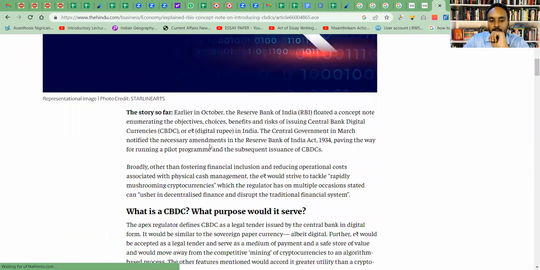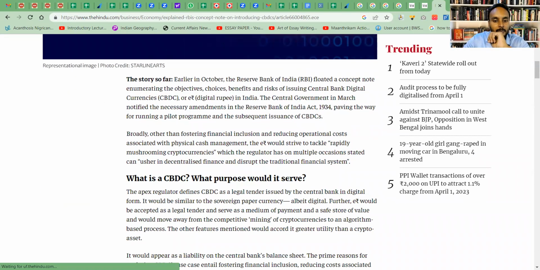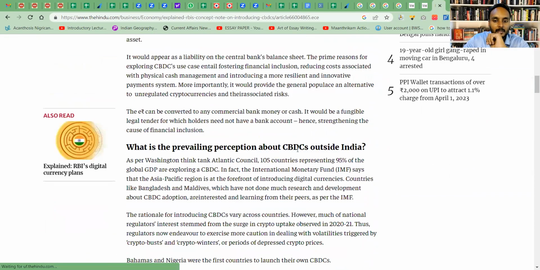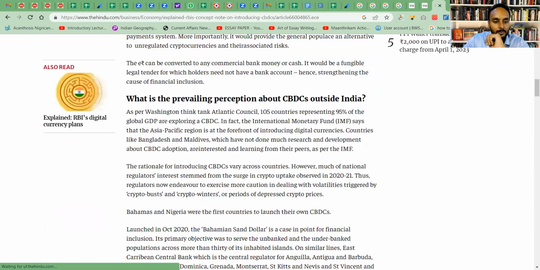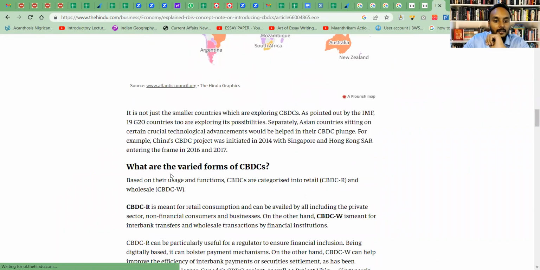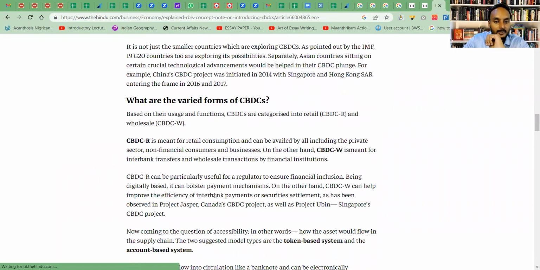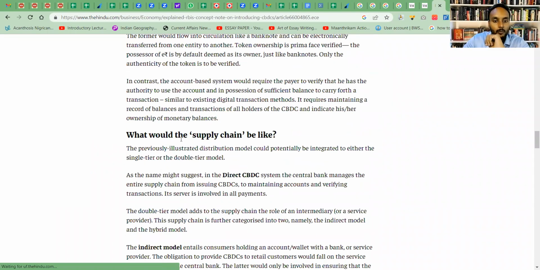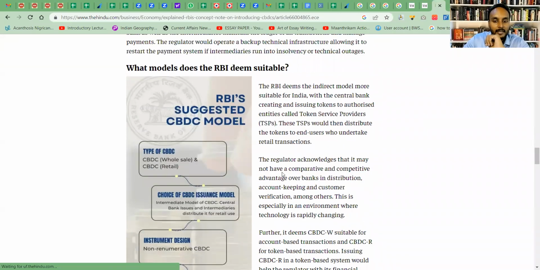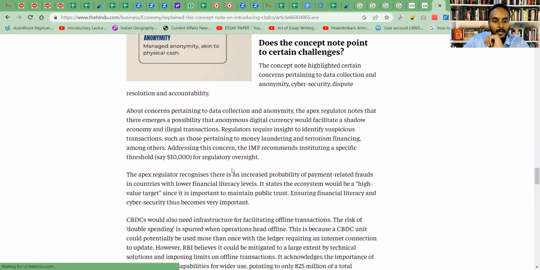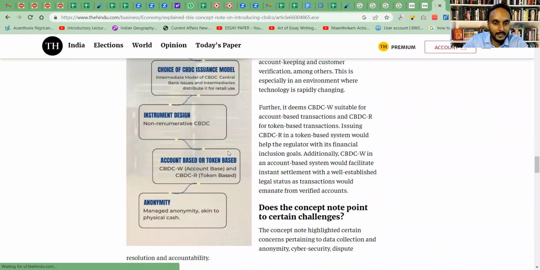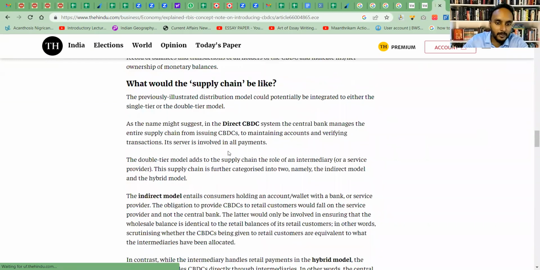So you see this. What is CBDC? What purpose would it serve? That is the first point. Second, what is the prevailing perception about CBDC outside India? This is the mains perspective. And third, what are the varied forms of CBDCs? And what would the supply chain be like? And what models does the RBI deem suitable? If you notice, everything related to this is provided in this particular article.